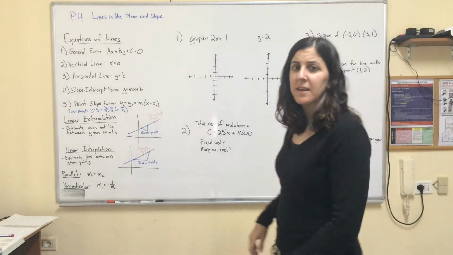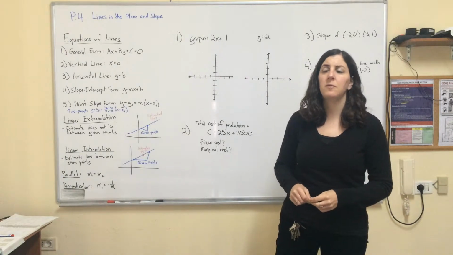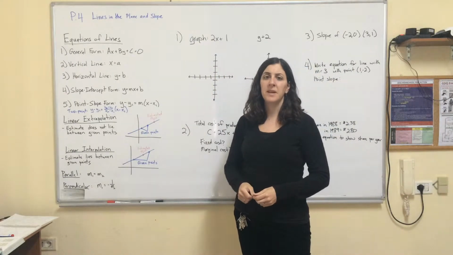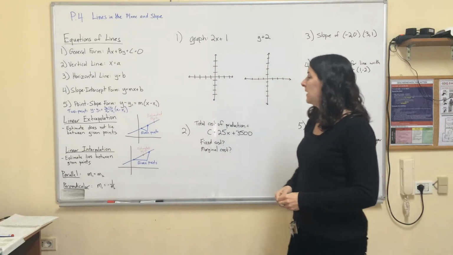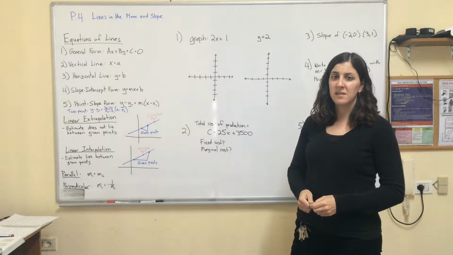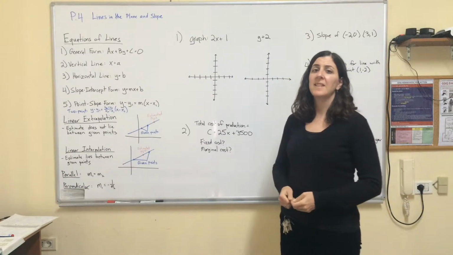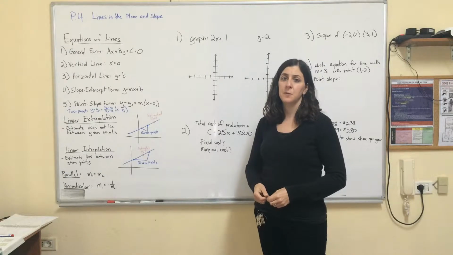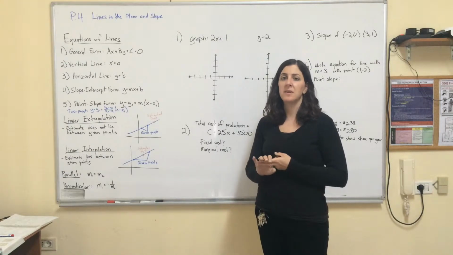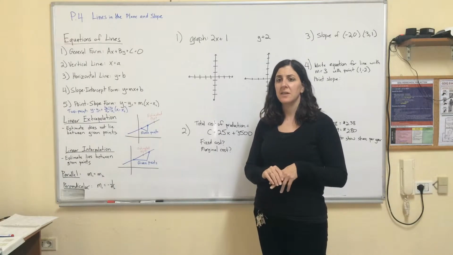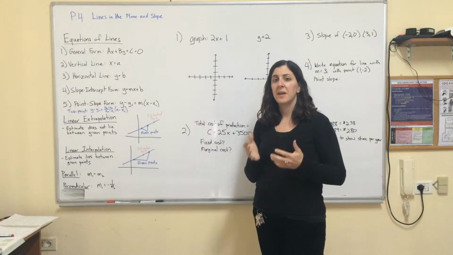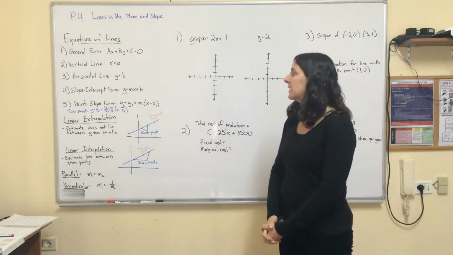This is the next section. This is going to be section P-4, lines in the plane and slope. So we have a lot of different equations and types of forms of equations. A lot of this should be review, like finding the slope, finding equations of lines, and some of the differences in terminology as well. So stick with me, we have a lot to look at.